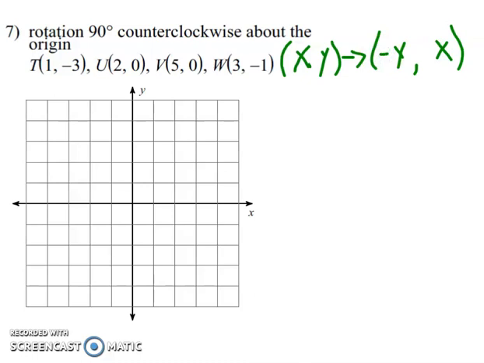So what I'm going to do first is graph the pre-image, and then we're going to apply the rule. So T is 1, comma, negative 3. U is 2, comma, 0. V is 5, comma, 0. And W is 3, comma, negative 1. It's an odd shape, but that's okay.